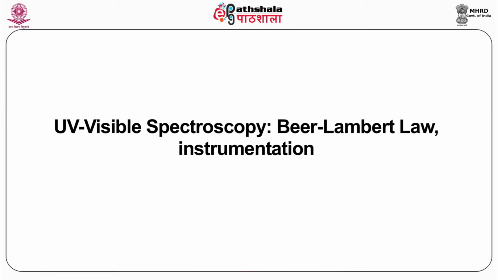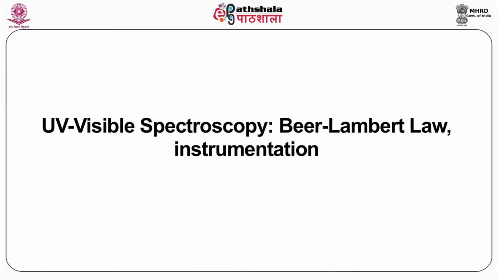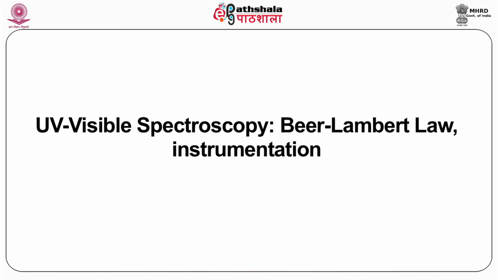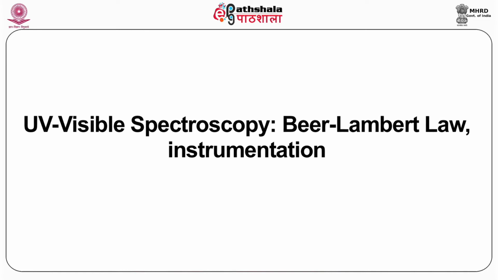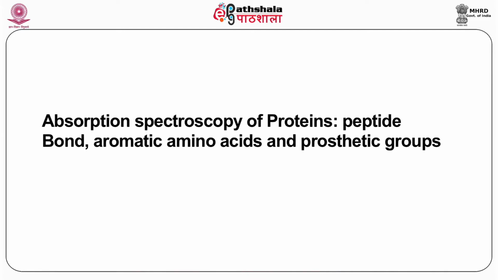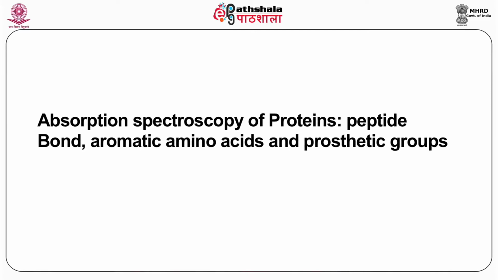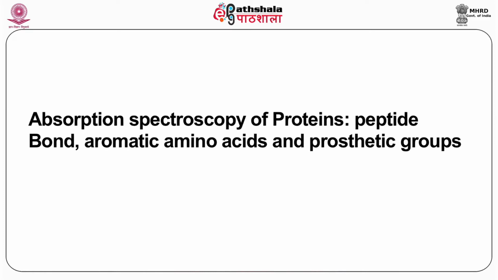The sixth chapter is on UV visible absorption spectroscopy. There you will study the famous Beer-Lambert law, the instrumentation, the principles and the basic fundamentals of absorption spectroscopy, particularly to study proteins, amino acids, and so on. And also how you determine the concentration of a protein using absorption spectroscopy. It is the most commonly used technique every day in a biological laboratory.